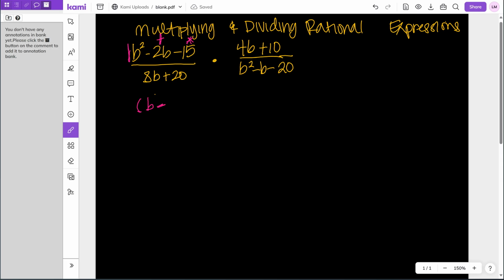So b squared minus 2b minus 15 factors into b minus 5 times b plus 3. Okay.